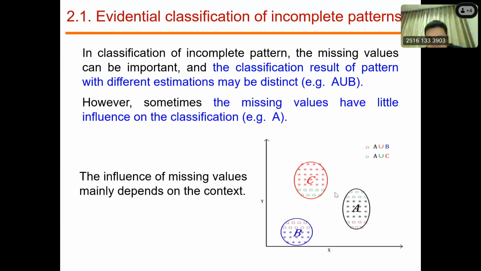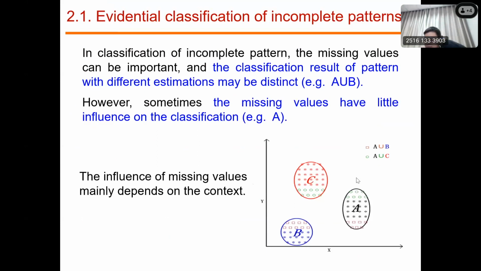For example, we can see this figure. If the pattern contains 2 dimensions, x and y, and if the x is missing, we just classify the object according to the y value. We will see the green circle points cannot be classified between the class A and C, because they are overlapping according to the y value. And also the red square points cannot be classified between the class A and the class B. Class M. And the red star and the black star and the blue star, these points can be classified.